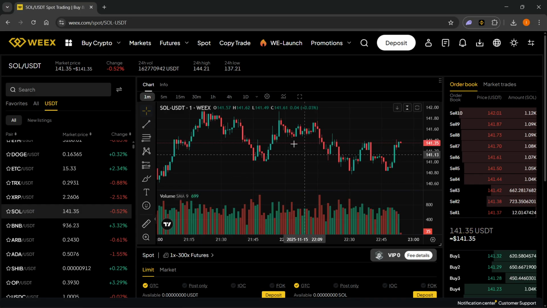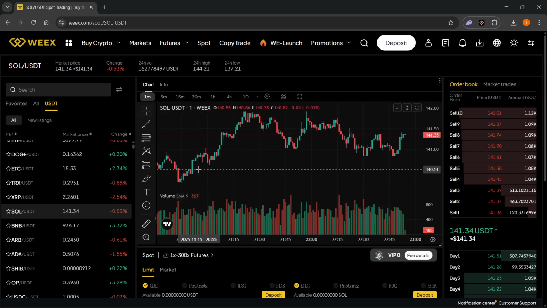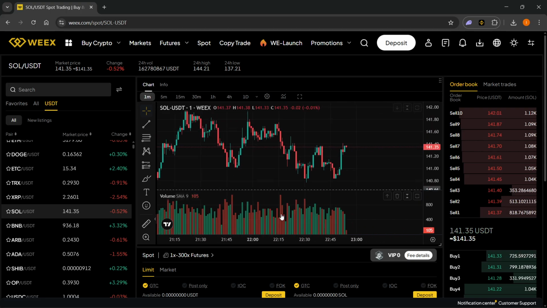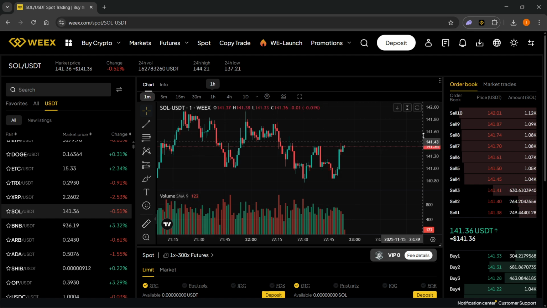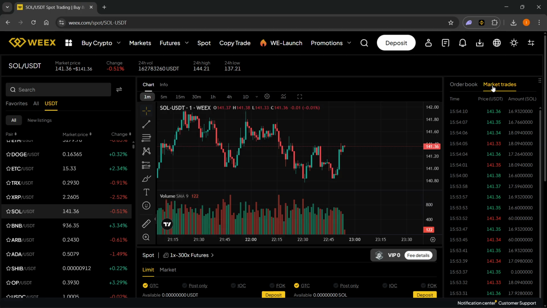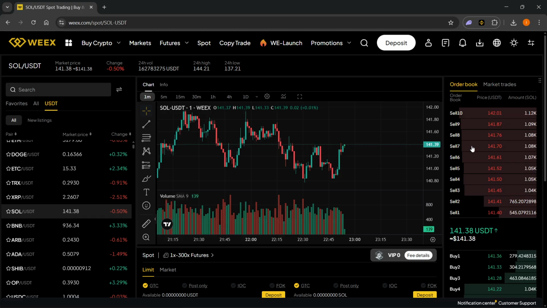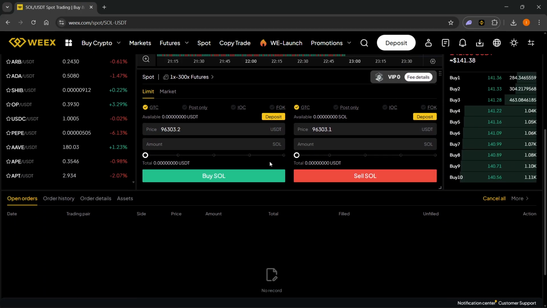And then here in the middle, you have your chart. You could do some technical analysis if you wanted to. You could do pretty much whatever you want, set the chart to time periods, etc. You can see your order book on the right, your market trades on the right as well if you switch over. And then here at the bottom is where everything happens.